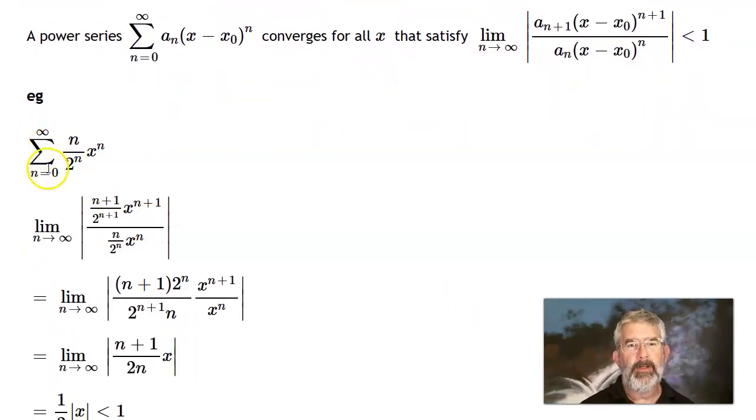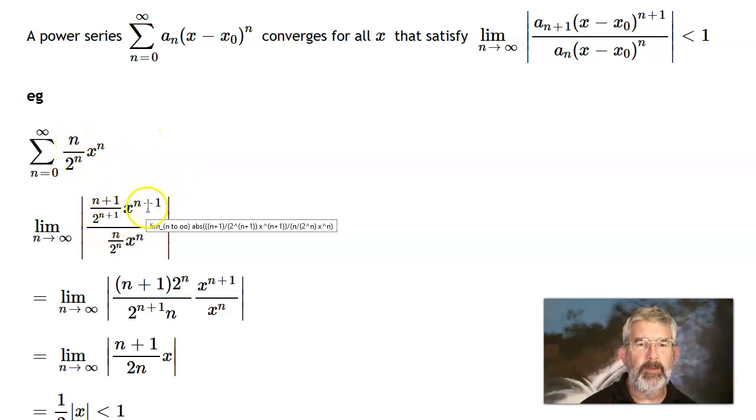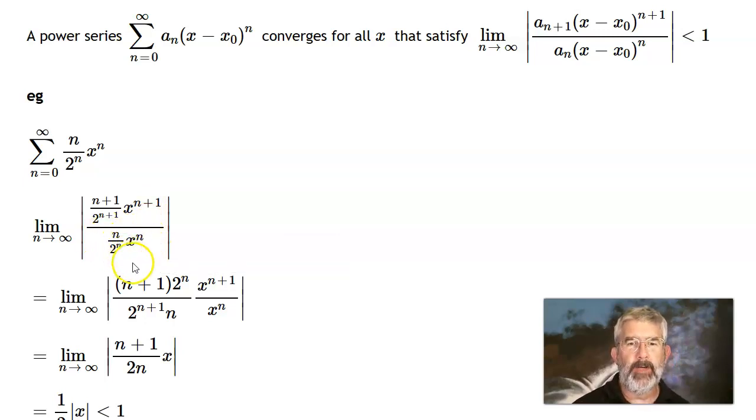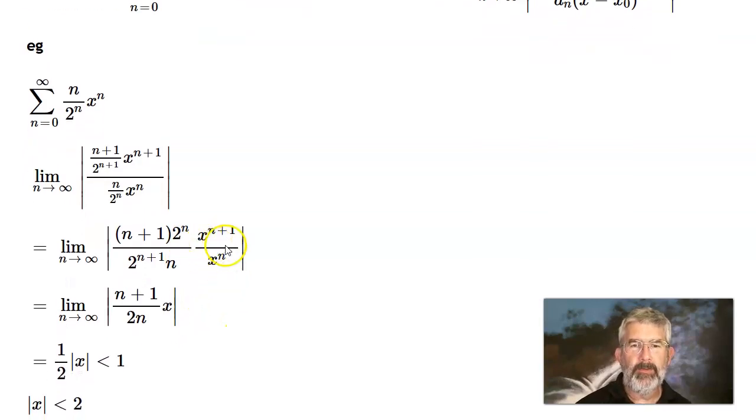I've got the sum, n equals 0 to infinity, of x to the n over 2 to the n. So this is centered at 0. So the n plus first term, where all the n's become n plus 1's, divided by the nth term, and then you just have to do a little algebra: dividing by the fraction inverts and multiplies, then a bunch of x's cancel out. In fact, there's n x's that cancel out, leaving just one x there. The 2 to the n and the 2 to the n plus 1 leaves a 2 down in the denominator.